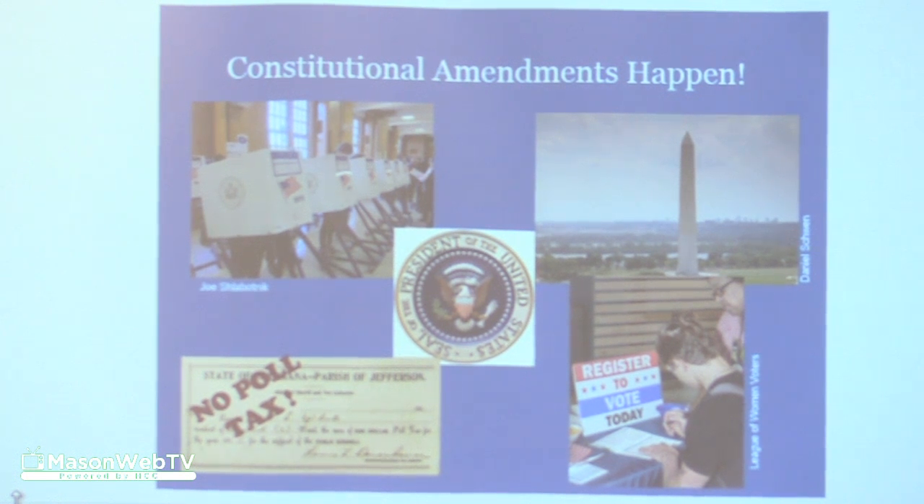We've changed the way we elect senators. We've imposed term limits on the presidency. We've included Washington DC in the election of the president. We've eliminated the poll tax. We've changed the voting age to 18. So there's no reason we can't do this if you want to get involved in it. And that's it.